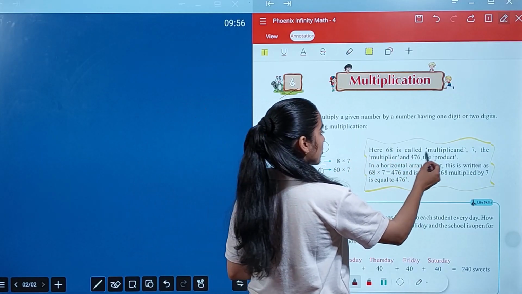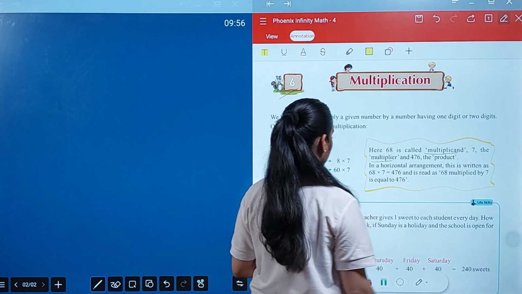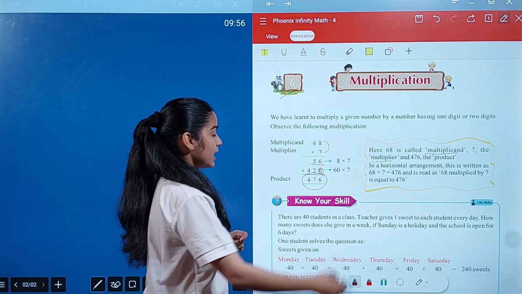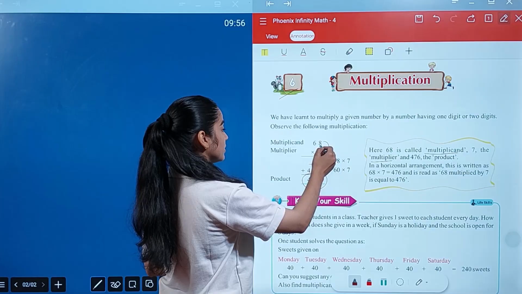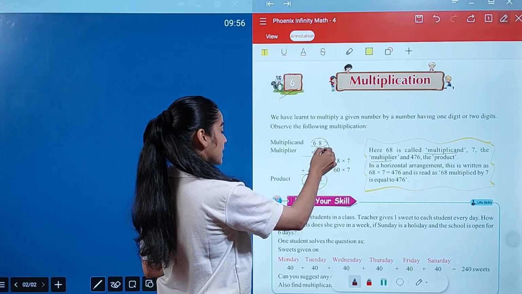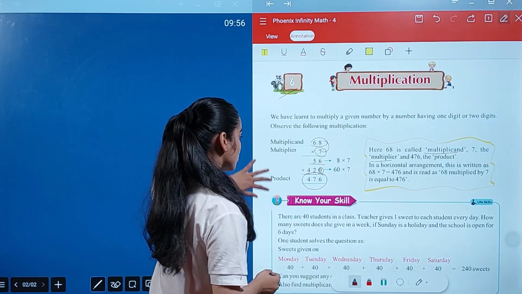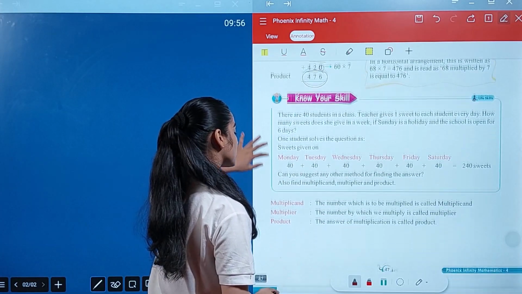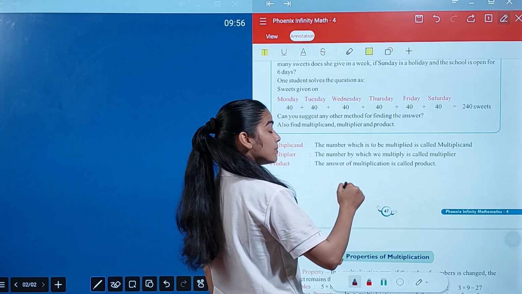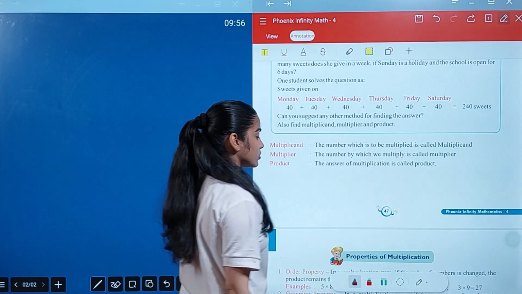Here 68 is called a multiplicand, 7 is the multiplier, and 476 is the product. So when we multiply two numbers together, we have a multiplicand, which is 68, and 7 is a multiplier, and after multiplying the two numbers the result is called the product. These three terms we have to use in multiplication. The number which is to be multiplied is called the multiplicand. The number by which we multiply is called the multiplier. The answer of multiplication is called the product.